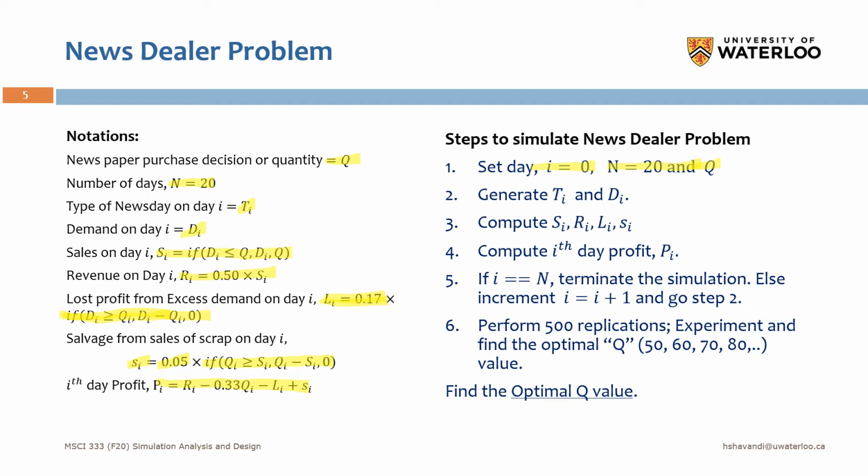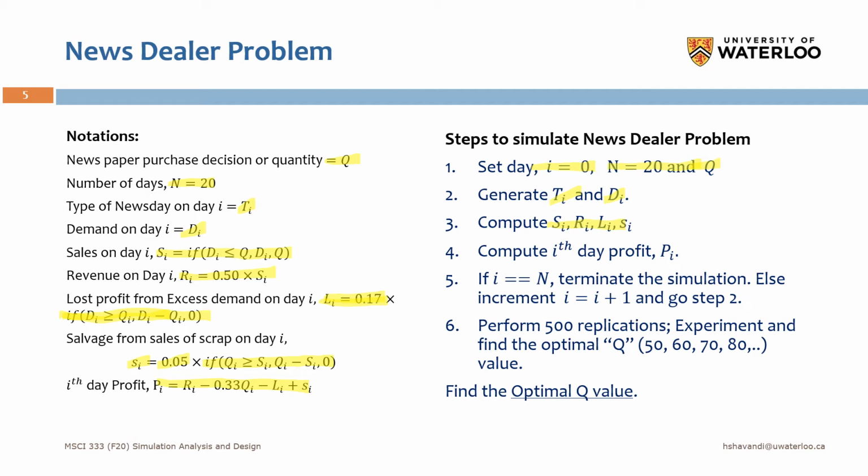Okay. So then by having a given Q here, we generate Ti and Di, type of the day and demand, and then we can calculate Si, Ri, Li, and Si based on the Q and T and demand, right?